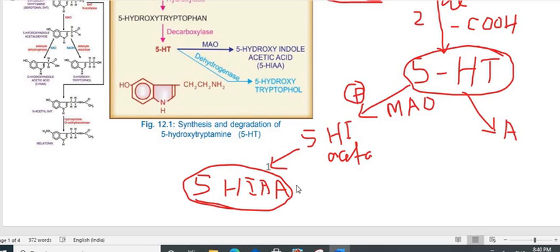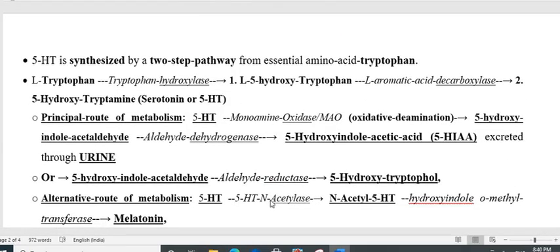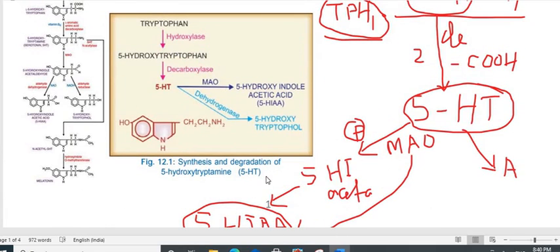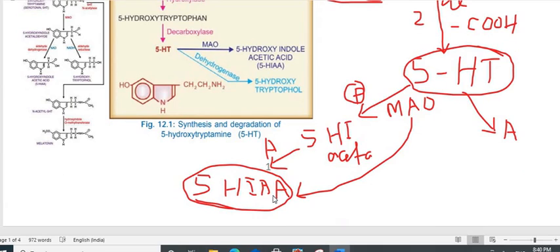In the presence of an enzyme, the final product is formed, but the name of the enzyme is aldehyde dehydrogenase. So aldehyde dehydrogenase is participating to form the final 5-hydroxyindole acetic acid, or it may be formed through MAO.